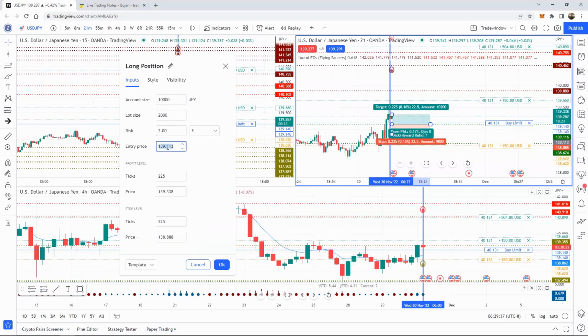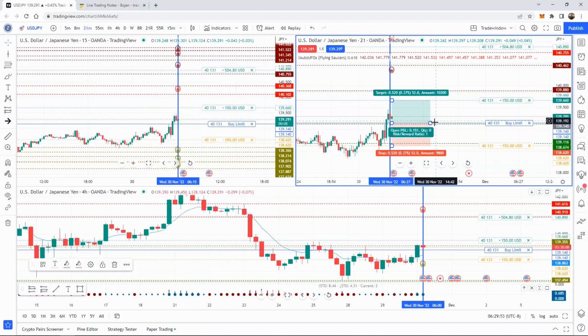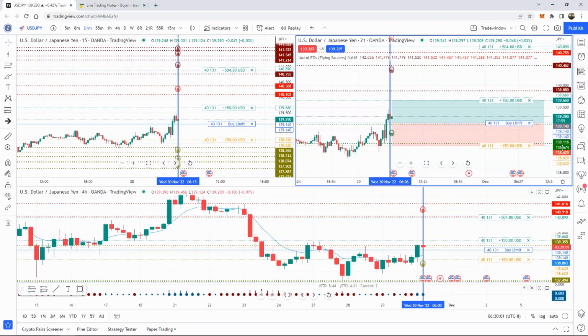So our entry price we said is 139.14. Our profit is at 139.66, and our stop is at 138.62. And I'm just gonna pop this on here so we have it. And then of course we said this is valid all the way up until 11 tomorrow. So this also gives you a little bit more visual knowledge, visual appearance to this trade.